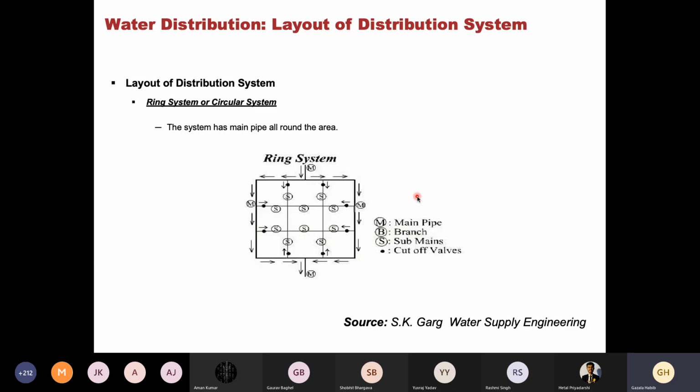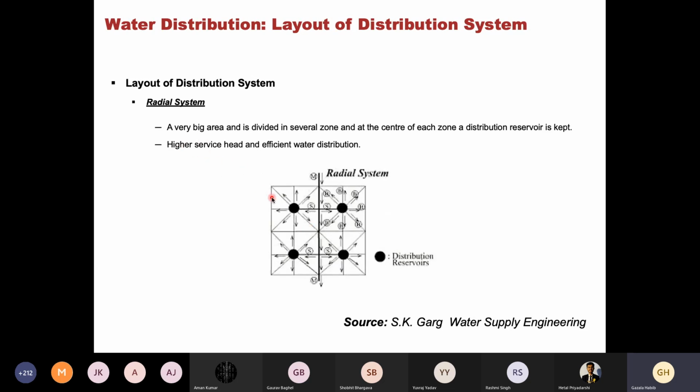Then the ring system. In the ring system, the main pipe will be all around the area, forming a frame, and the sub main will be inside. It's like a grid of the sub main. There is no branch pipe. The system has the main pipe all around the area and the sub mains inside. So basically, it's a high pressure distribution system, higher than the other systems.